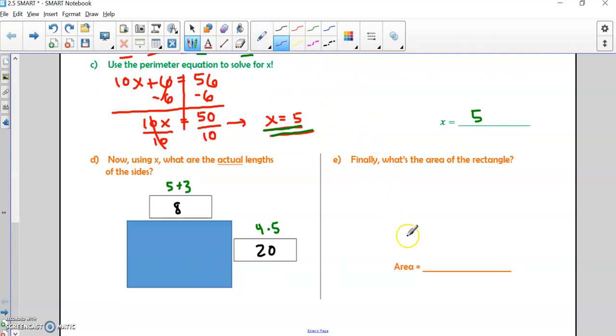And lastly, to find an area, we would do base times height, right? So it would just be 8 times 20, and that's going to equal 160. Now, we don't really have a unit to work with. We weren't given one, so we can just say 160 units squared. If there's no unit, you can literally use the word unit. Okay, and that is it for today.